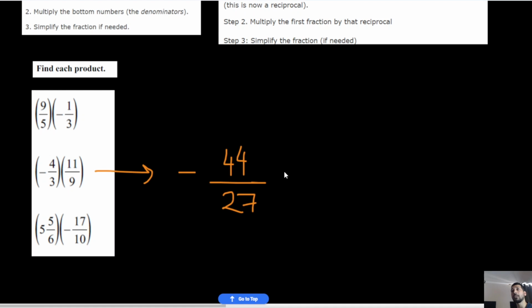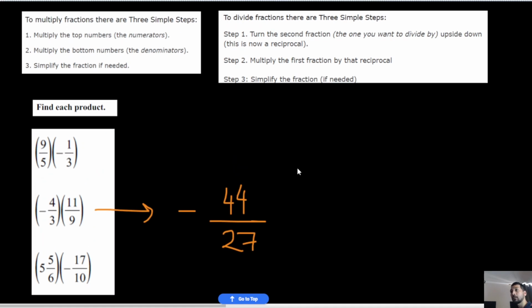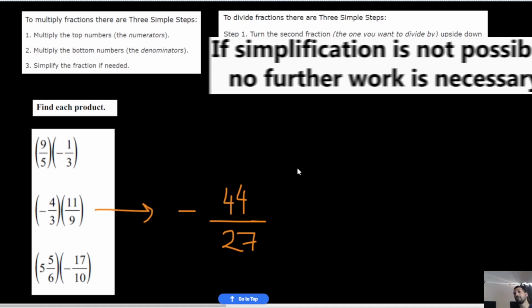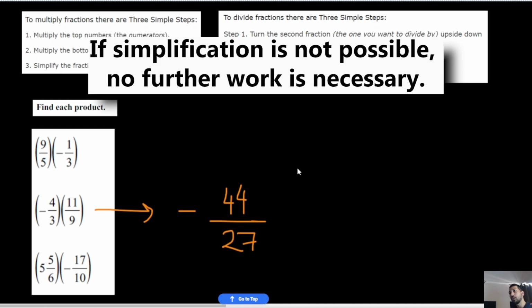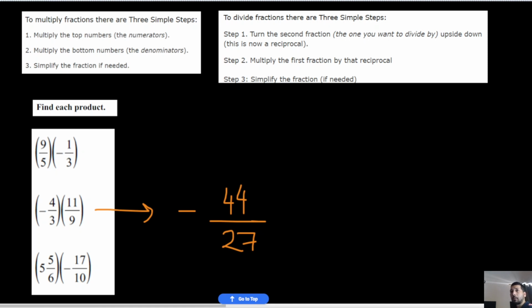Now look at the third step, simplify the fraction if needed. Can you simplify this fraction, negative 44 over 27? We can't simplify this fraction, so our answer is negative 44 over 27. Now let's look at the third problem we have.